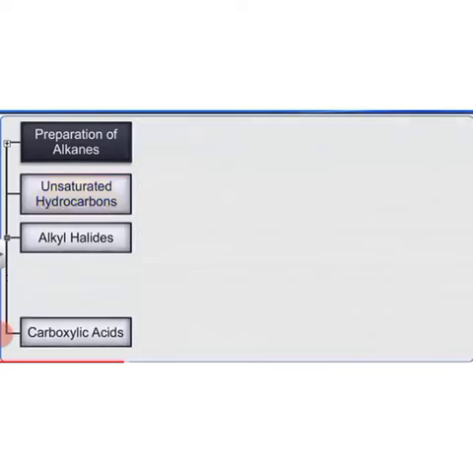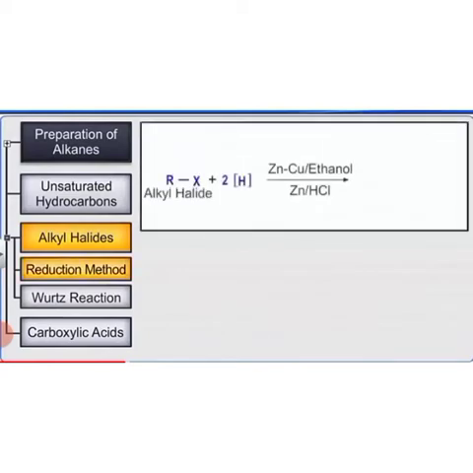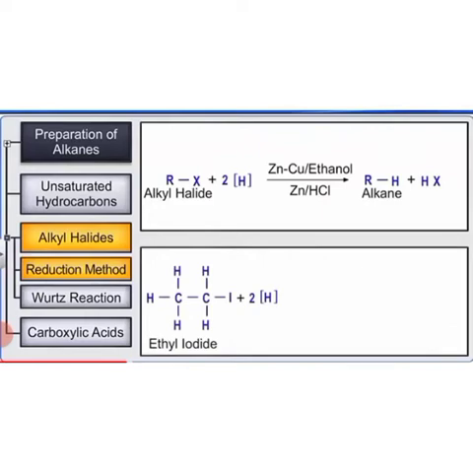To obtain alkanes from alkyl halides, we can either use the reduction method or the Wurtz reaction. Alkyl halides on reduction with reducing agents such as zinc copper couple in ethanol or zinc and dilute HCl give alkanes. For example, ethyl iodide when reduced by using zinc copper couple in ethanol or zinc and dilute HCl gives ethane.